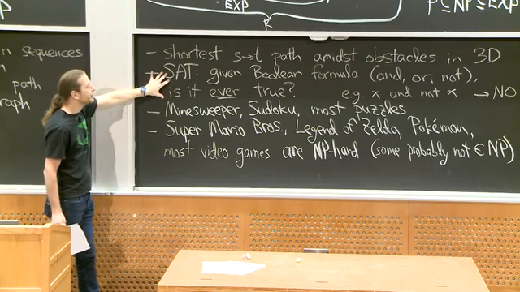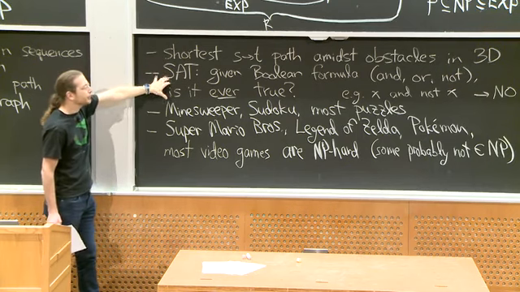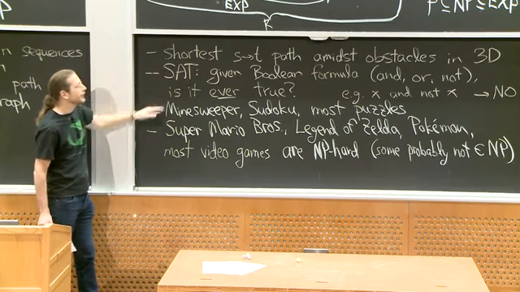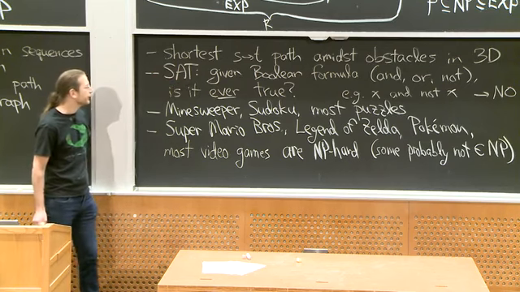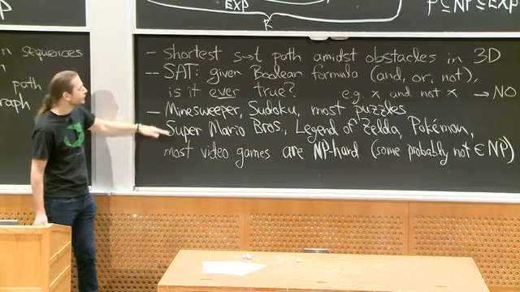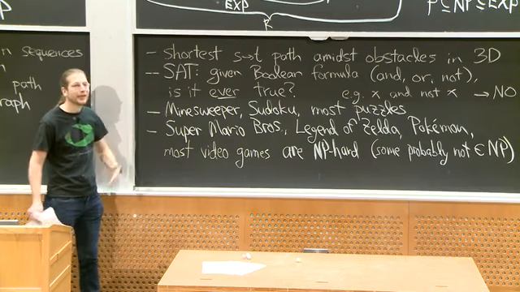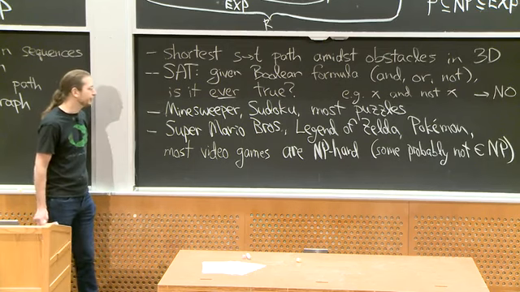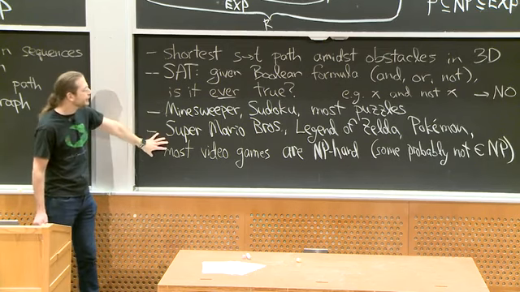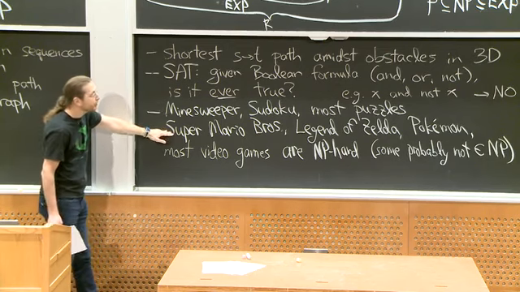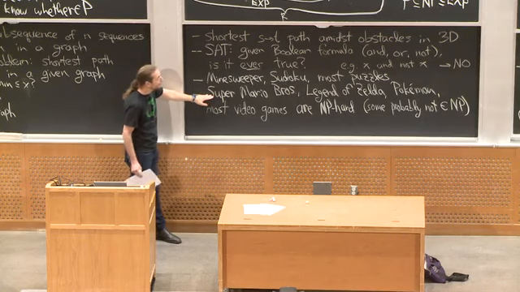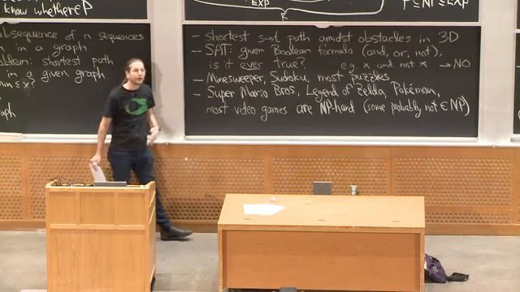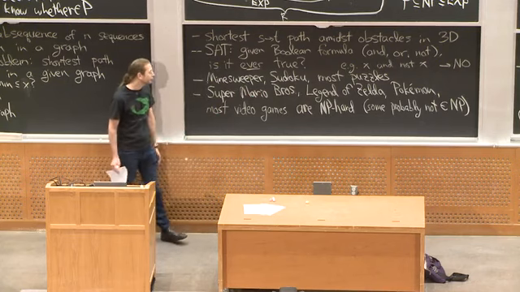This is a formula problem that comes up a lot. Given a Boolean formula with and, or, not, can you ever make it true if it has some variables that are not assigned? And some more fun examples are Minesweeper or Sudoku, basically any paper and pencil puzzle you've ever played. There's probably a paper out there proving that it's NP-complete. And on the video game side, Super Mario Brothers is NP-hard, Legend of Zelda is NP-hard, Pokemon is NP-hard. These problems are actually all a little bit harder than NP in a different class called PSPACE, which I won't go into.